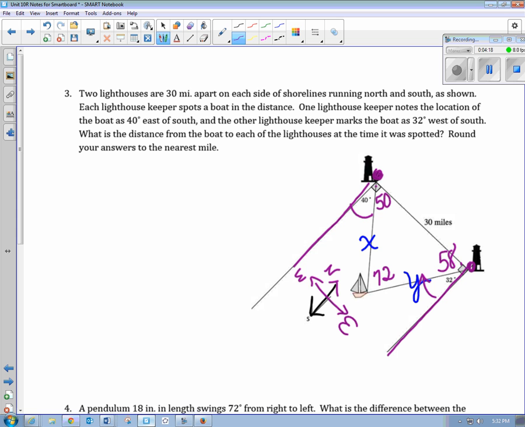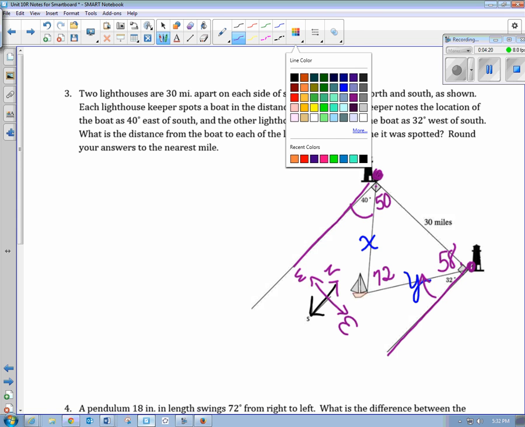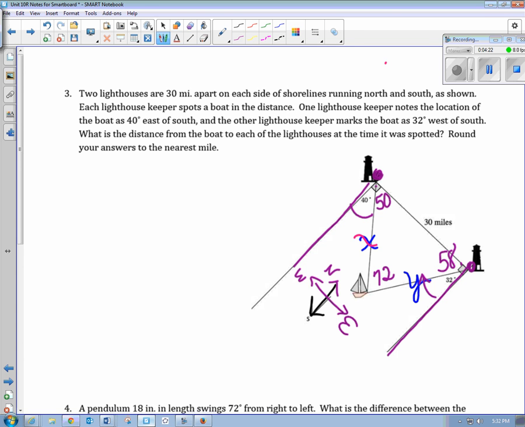So I'm going to start by looking to solve for the x first. I'm looking for this x that's right here, across from a 58-degree angle. And I'm going to use the relationship of this 30-mile side across from the 72-degree angle. So I have a situation where I have two sets of angles and sides across from each other.